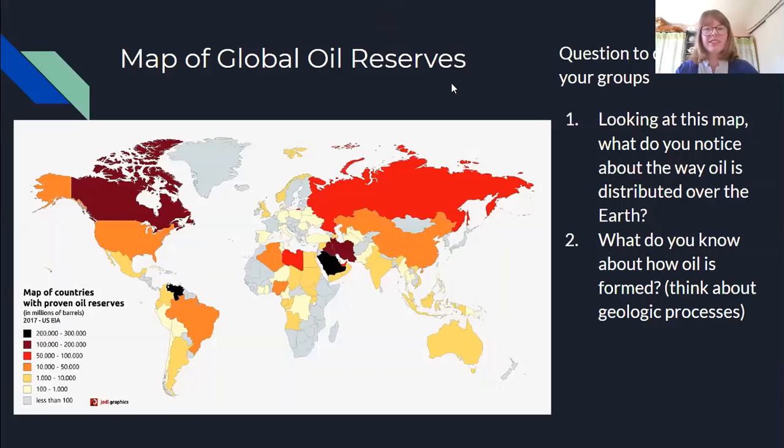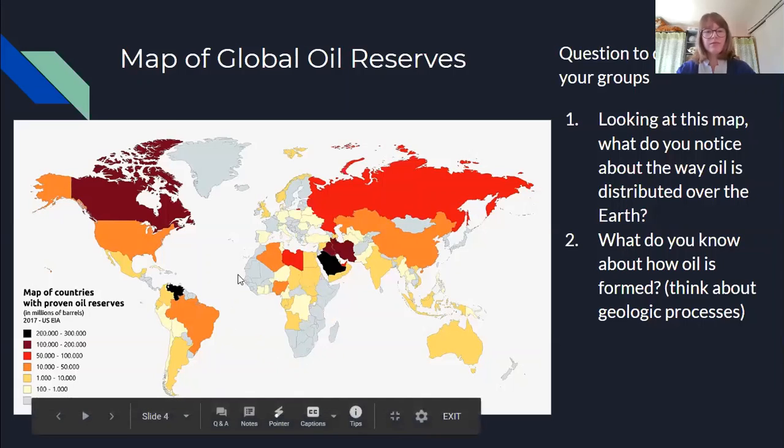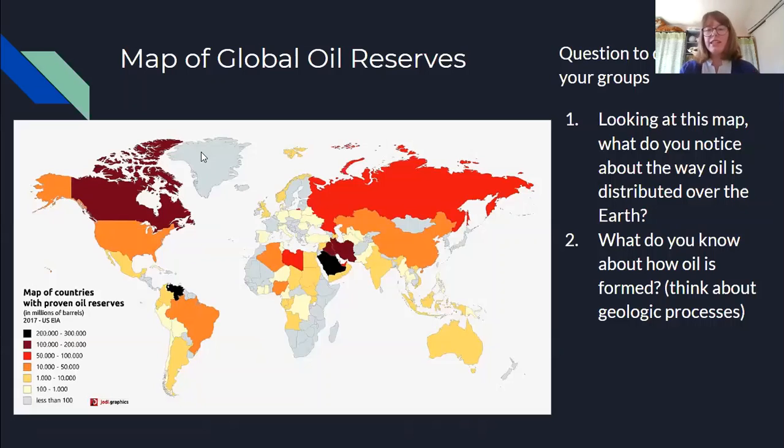Well, I noticed that, just based on colors and the distribution, clearly oil is not spread out equally across our planet. There are some places, like Colombia or somewhere in South America and in the Middle East, where there's a massive amount of oil reserves. And then there are other areas, like Southern Africa, that have none, it looks like. Okay, so you noticed that it's not spread equally over the surface of the earth. All right, thank you for that.